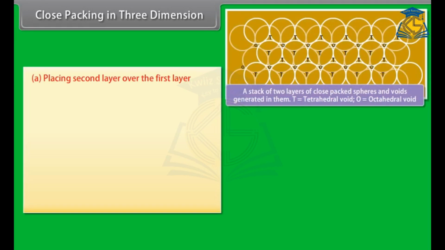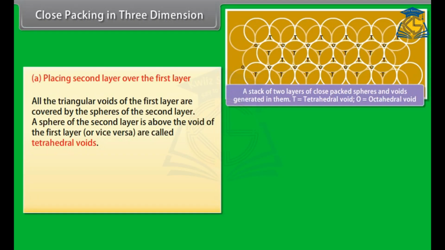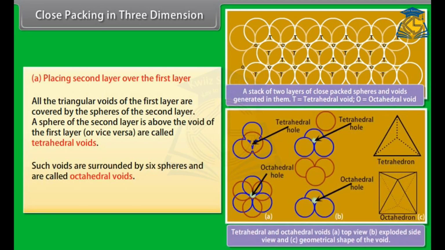A. Placing second layer over the first layer. All the triangular voids of the first layer are covered by the spheres of the second layer. A sphere of the second layer above the void of the first layer, or vice versa, is called a tetrahedral void. Such voids surrounded by 6 spheres are called octahedral voids.